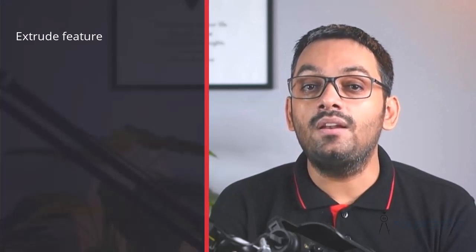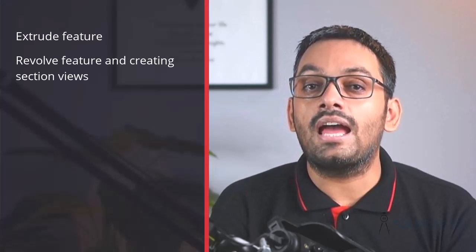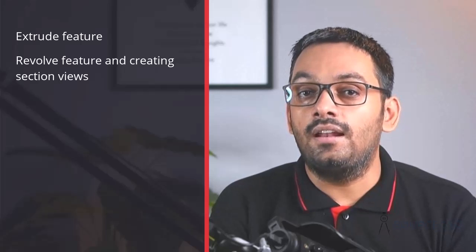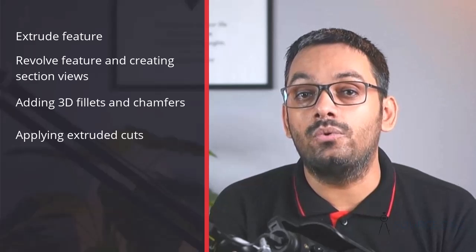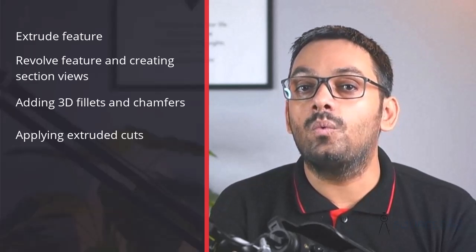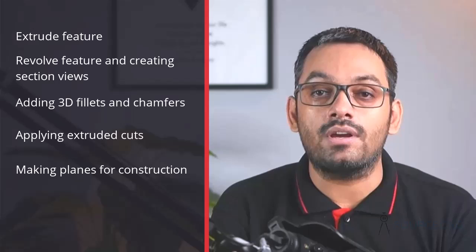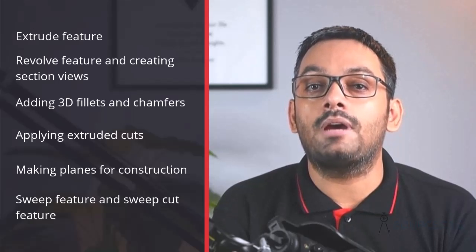Now in this part of the Solidworks video tutorial series, we'll learn everything about the basic 3D modeling tools. We'll start with the Extrude feature and then we'll talk about the Revolve feature and creating section views. Later we'll talk about adding 3D fillets and chamfers and applying extruded cuts. Finally, we'll talk about making planes for construction, the sweep feature and the sweep cut feature.